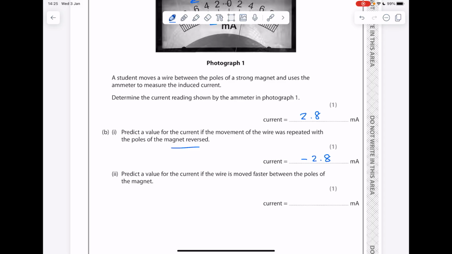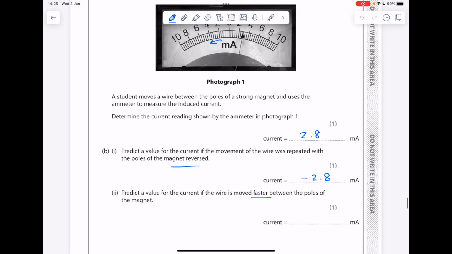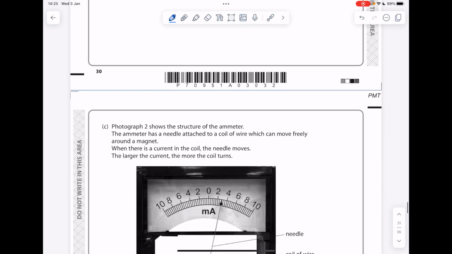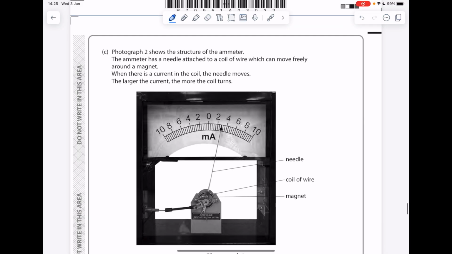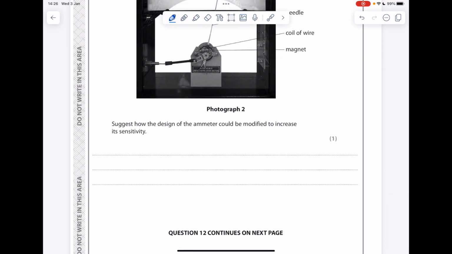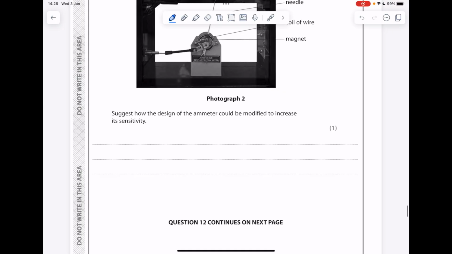Predict a value for the current if the wire moves faster. So I think we want to keep to the positive side, but it's going to create a greater current, so let's just go for 8. You could have picked anything basically higher than that original number. Photograph 2 shows the structure of the ammeter. The ammeter has a needle attached to a coil of wire which can move freely around a magnet. When there's current in the coil, the needle moves. The larger the current, the more the coil turns. Suggest how the design of the ammeter could be modified to increase its sensitivity. Anything sensible here, like using a longer needle, having more turns in the coil, having a stronger magnet. I'm going to go for use a longer needle.